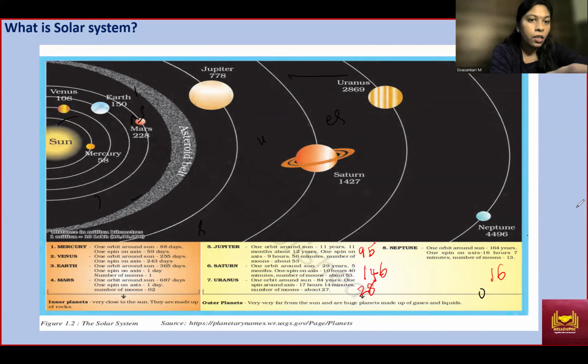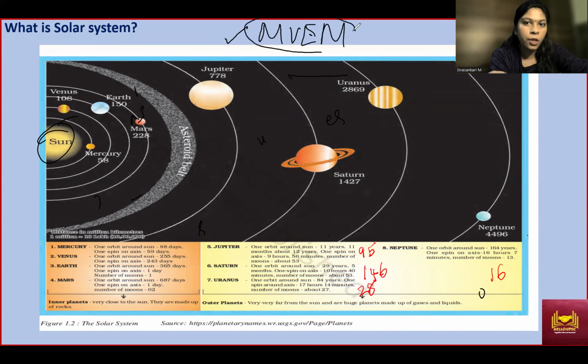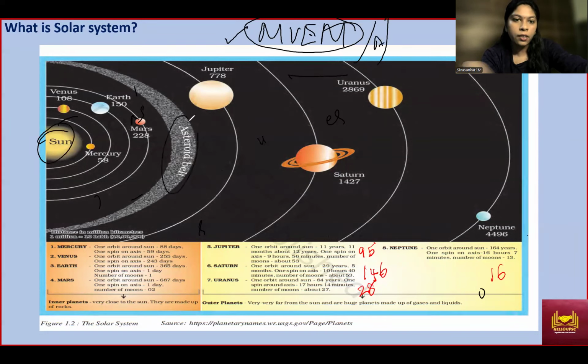Look, it is our solar system, not mine. And this sun along with other group of planets. So like this, MVEM. Even in NCERT, you have a short way of remembering it. Then comes an asteroid belt. So you can notice here, asteroid belt. Then comes Jupiter, JSUN. I'm writing the first letters of the planets.